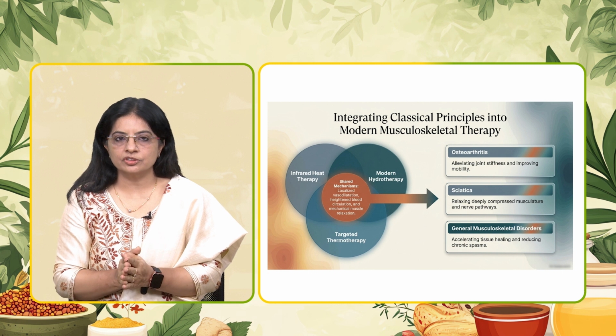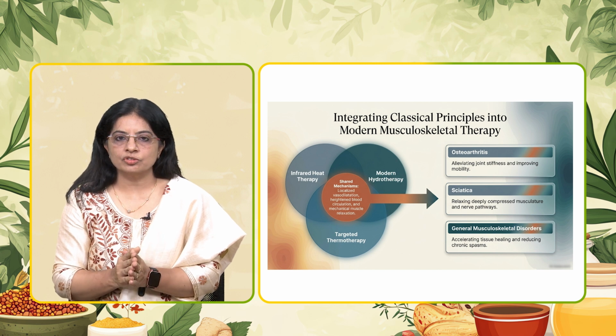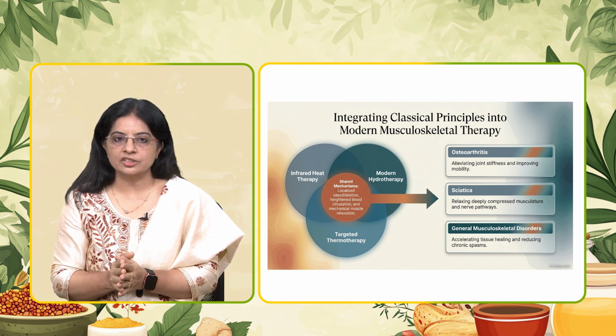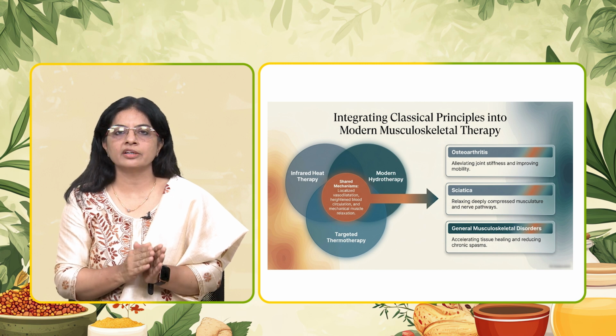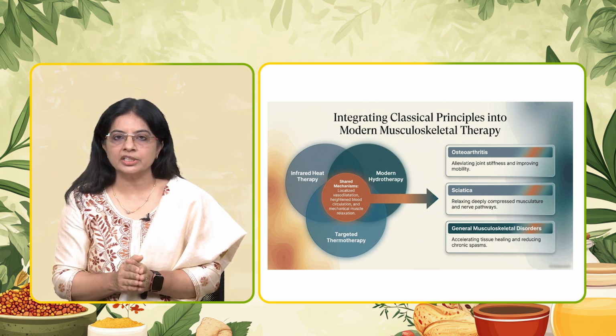Today, modern physiotherapy modalities such as thermotherapy, infrared heat therapy and hydrotherapy work on similar physiological principles. These therapies produce heat, which causes vasodilatation, increases local blood circulation and relaxes muscles. As a result, pain, stiffness and muscle spasm can be reduced, with tissue healing and mobility improvement. Because of this therapeutic effect, they are widely used in conditions like osteoarthritis, sciatica and various types of musculoskeletal disease.